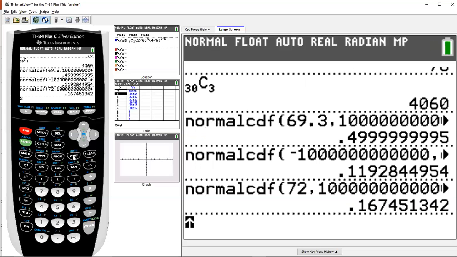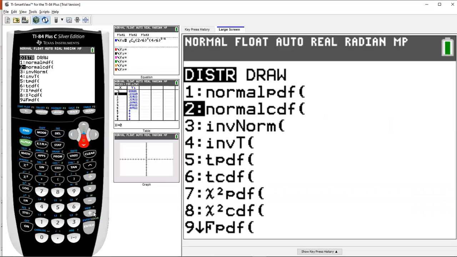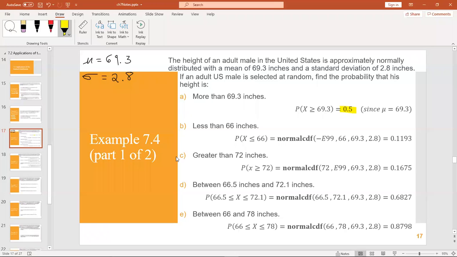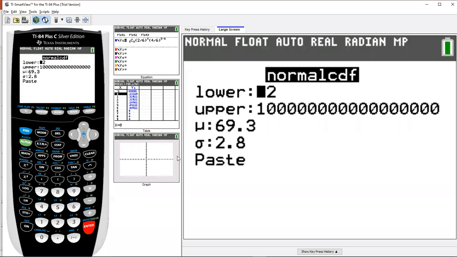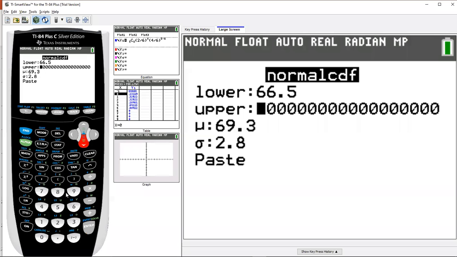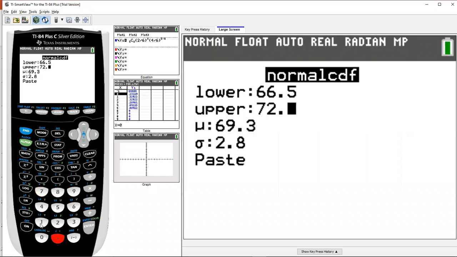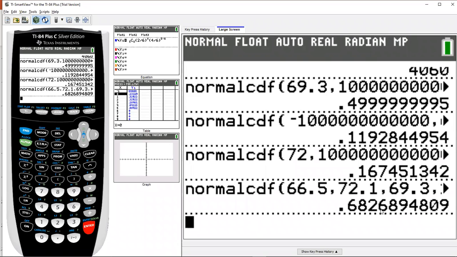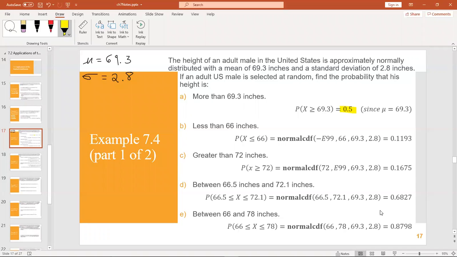All right, between 66.5 and 72.1. Let's try this. Second vars. Pick your normal CDF. 66.5 is the low end. The high end is going to be 72.1. So we do that, and you get 0.6827. Again, all these are already typed out for us.